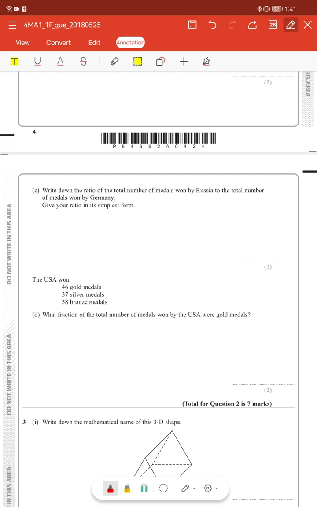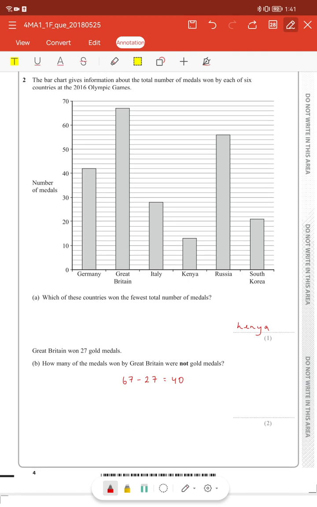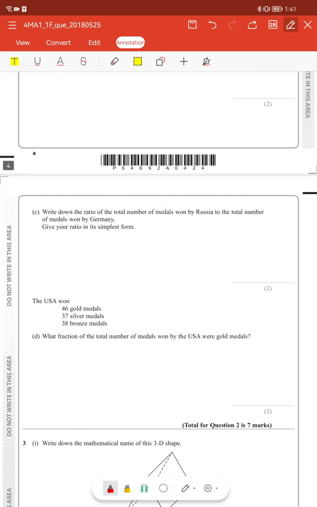Write down the ratio of the total number of medals won by Russia to the total medals won by Germany. So we want Russia to Germany. So Russia won 56 medals and Germany won 42. So that'd be 56 to 42. Divide them both by 2. So you get 28 to 21. Divide them both by 7. So you get 4 to 3.